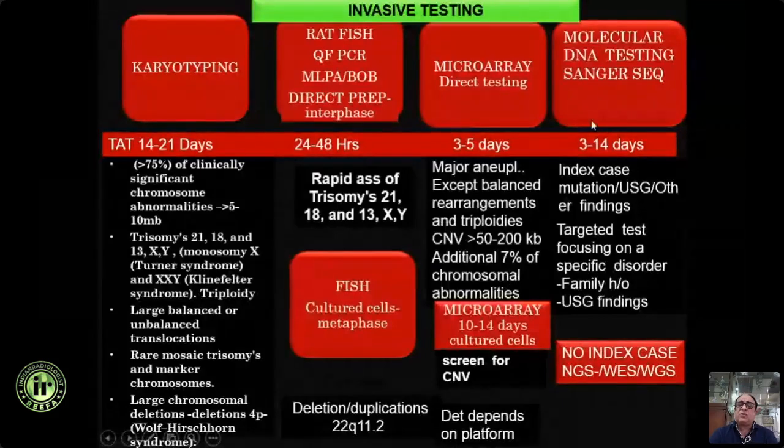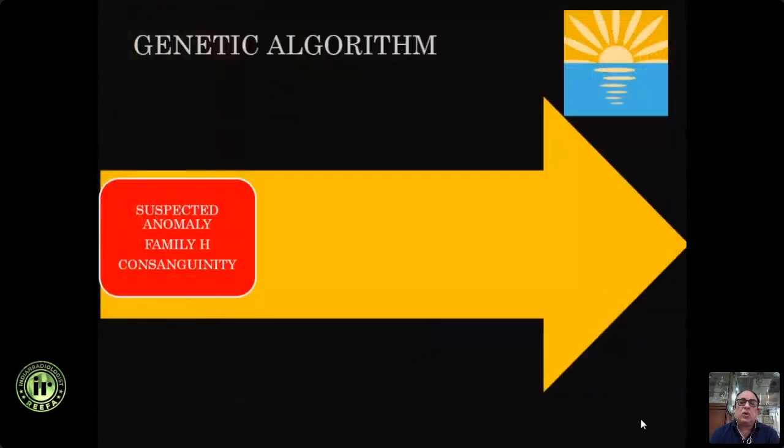And of course, if you have a family history of an abnormality like Duchenne's, hemophilia, thalassemia, then you can do Sanger sequencing of that particular gene mutation. It's a targeted test depending on the family disorder, and you can get results in 3 to 4 days. Or if there is no index case of an abnormality and you have a structural abnormality on ultrasound, then today we go for next generation sequencing in the form of a clinical exome or even sometimes a whole exome. So this is generally the genetic algorithm.